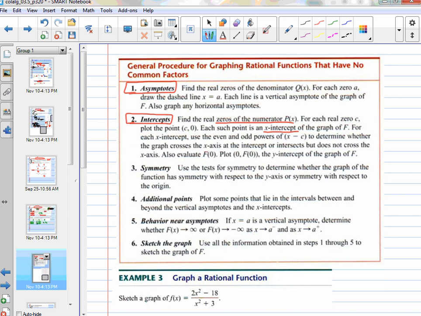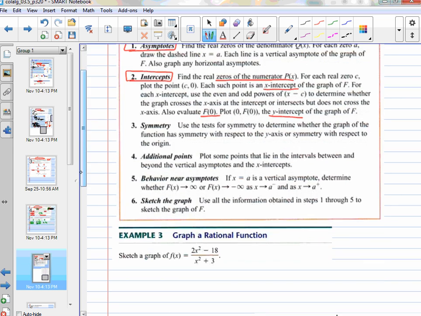The y-intercept is where x is 0. Hadn't gone anywhere in the x. That's where it crosses the y-axis. So for the y-intercept, we do x is 0. F of 0, right there. You just substitute 0 into the equation, and you get the y-intercept. We're not going to do much with symmetry.